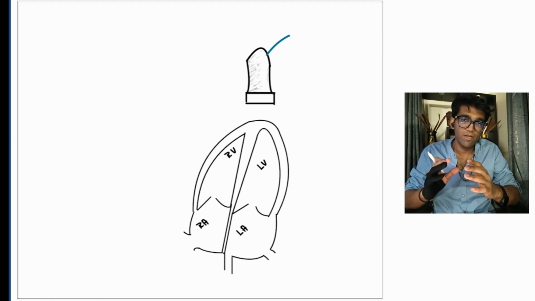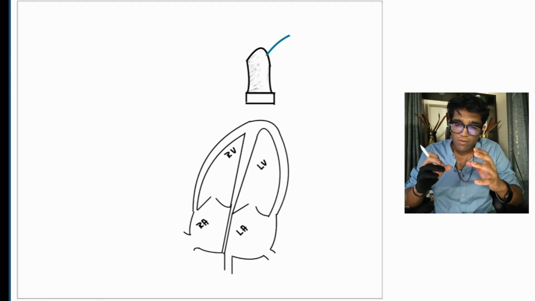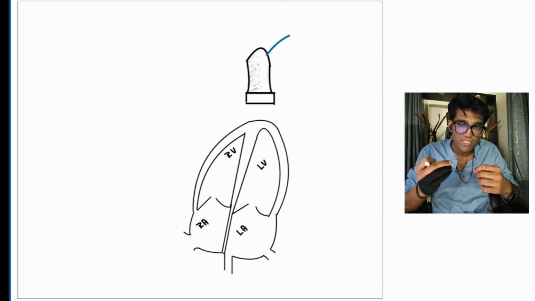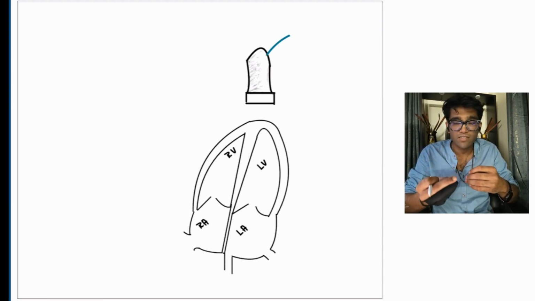Okay, and a Doppler ultrasound allows us to measure the velocity of a structure moving away or towards the probe, based on the shift in or change in frequency of the sound wave that is reflected back from that structure.